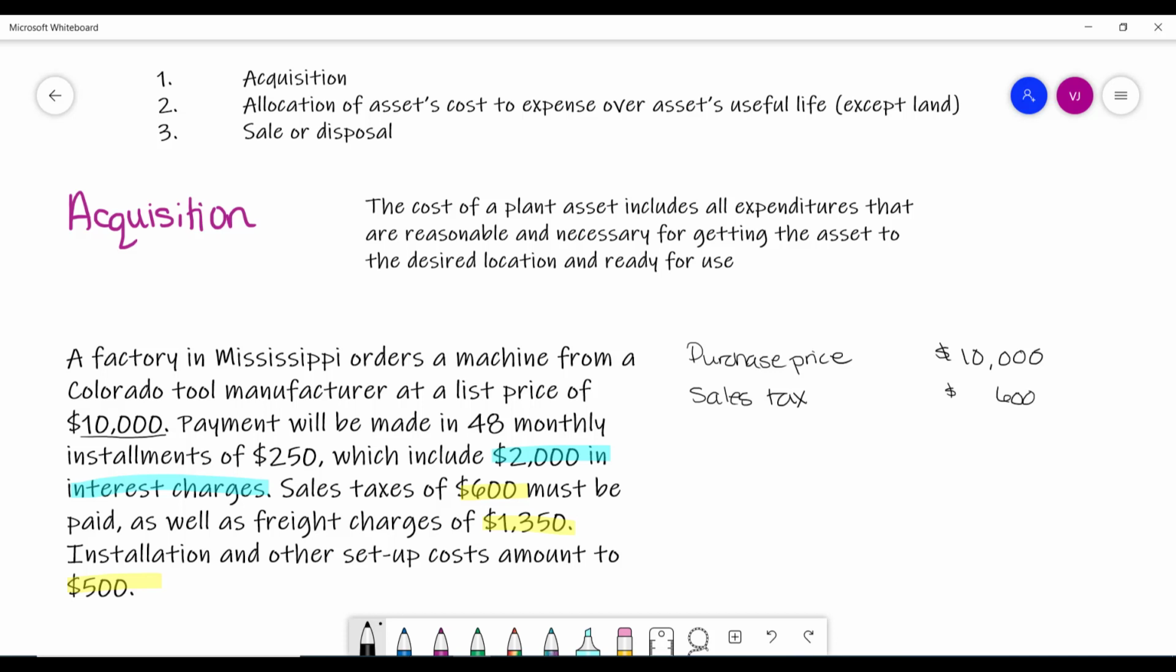And the freight charges, those are not only reasonable, but they're also necessary. It's reasonable in the fact that no one's going to be shocked that you have to pay to get something shipped. And second, we kind of have to pay that $1,350 to get the asset to our desired location, because if we don't ship it to where we are, how are we going to be able to use the asset and gain benefit from it?